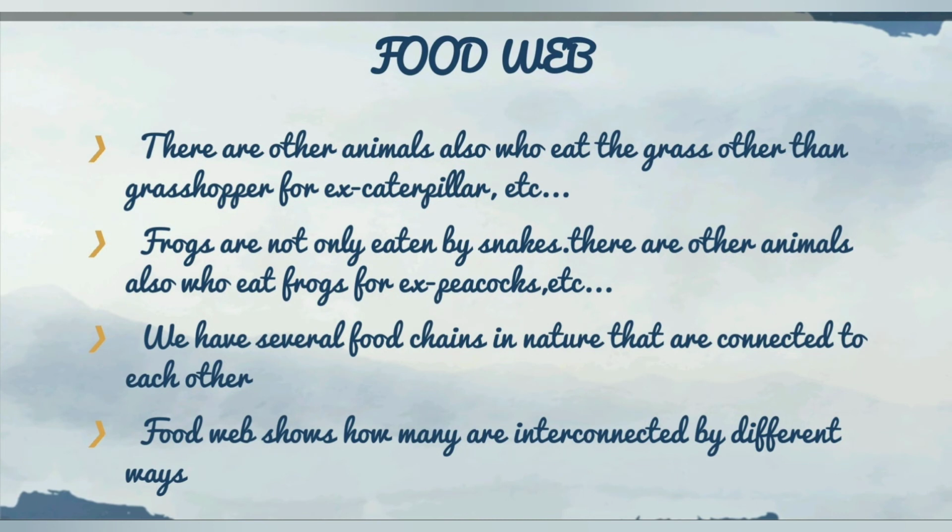Food web. There are other animals also who eat the grass other than grasshoppers, for example caterpillars, etc. Frogs are not only eaten by snakes. There are other animals also who eat frogs, for example peacocks, etc. We have several food chains in nature that are connected to each other. A food web shows how many food chains are interconnected in different ways.